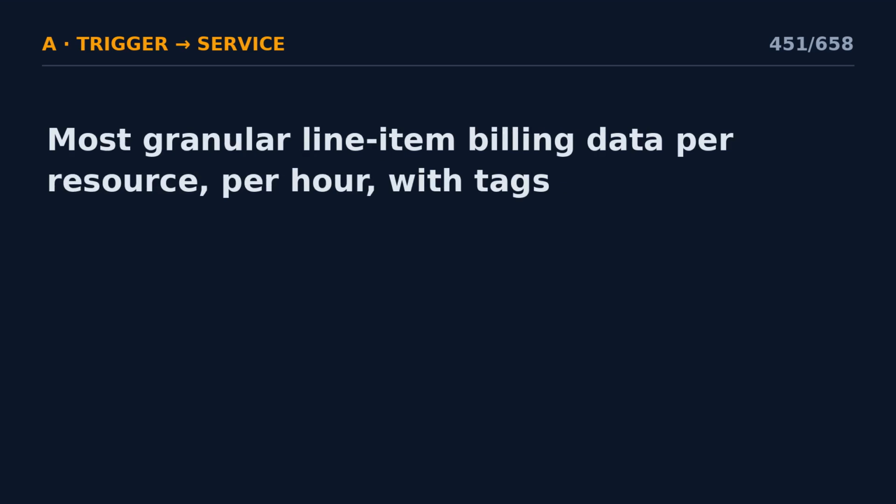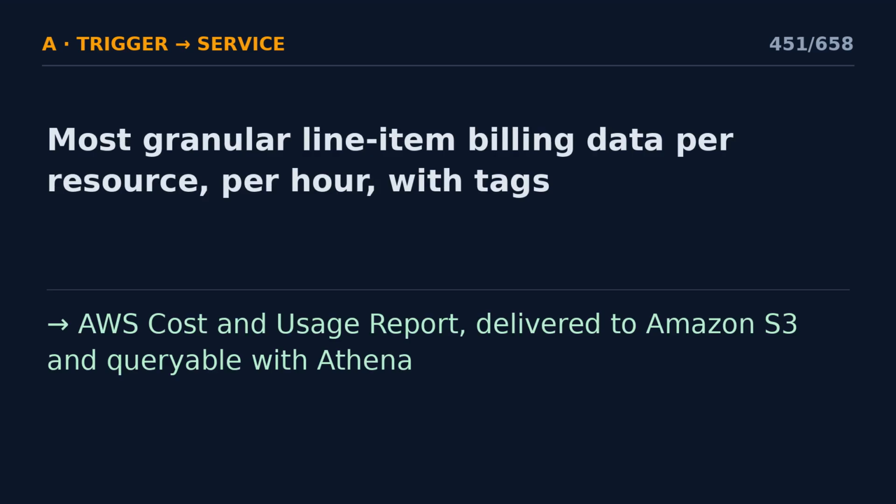Most granular line item billing data per resource per hour with tags. Answer: AWS Cost and Usage Report, delivered to Amazon S3 and queryable with Athena.